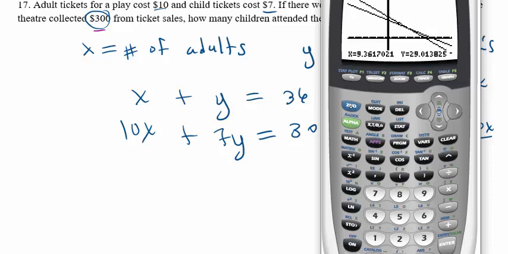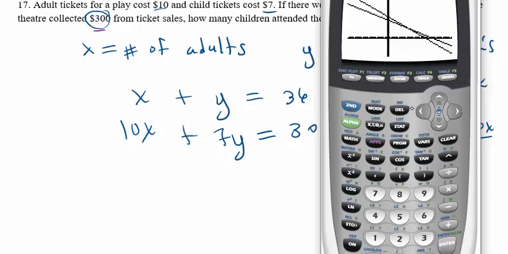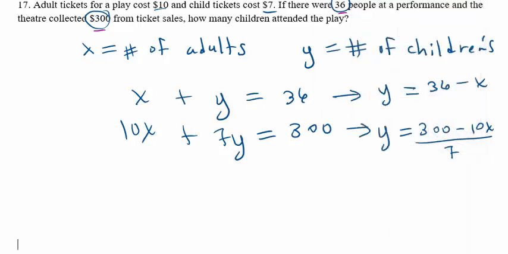Okay, so we see the intersection. Use the intersect feature, which is under second trace, number 5, and then hit enter 3 times. Okay, so x is 16 and y is 20. So out of those two, we're trying to find how many children attended the play, which we said was y. So our answer is 20.